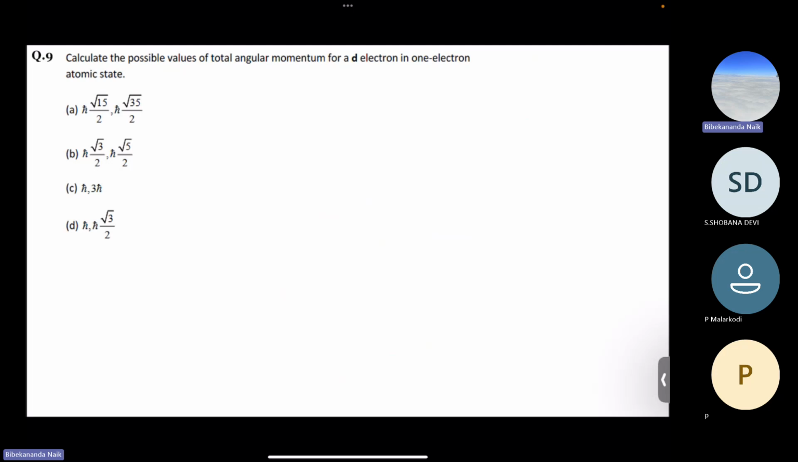Okay, so now again we move to a similar question. The question says, calculate the possible values of total angular momentum for a d electron in one electron atomic state. Options are option A, root 15 by 2 h cross, root 35 by 2 h cross. Option B, root 3 by 2 h cross, root 5 by 2 h cross. Option C, h cross, 3 h cross. Or option D, h cross, root 3 by 2 h cross.